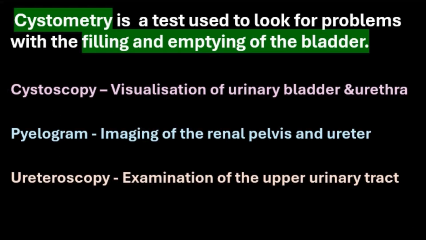Here you can see different terms associated with this question. Cystometry is the test used to look for problems with the filling and emptying of the bladder. So that is cystometry. It is a measurement. Cystoscopy is visualization. Metry is measurement and cystoscopy is visualization. Cystoscopy is the visualization of urine bladder and urethra. Pyelogram is imaging of renal pelvis and ureter. Ureteroscopy is the examination of the upper urinary tract including ureter with a ureteroscope.